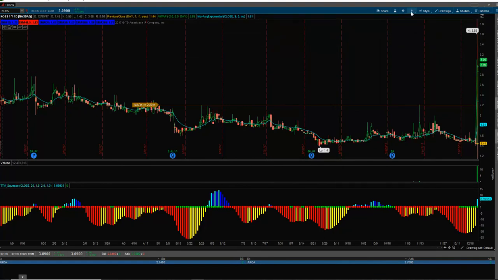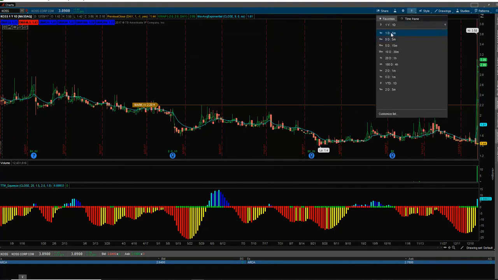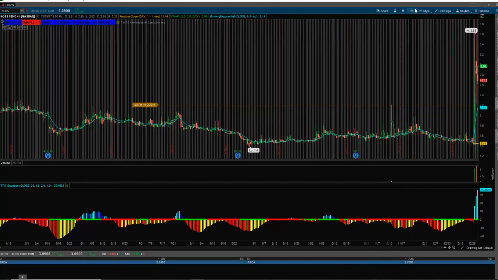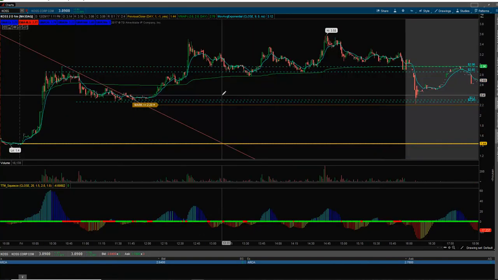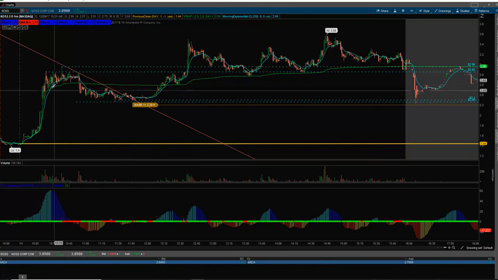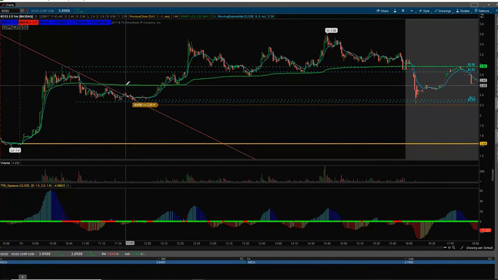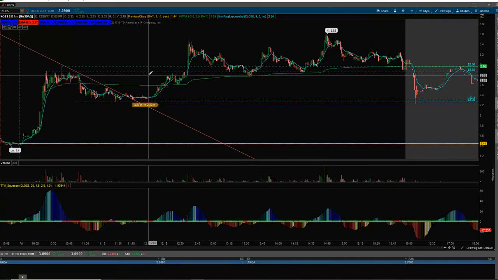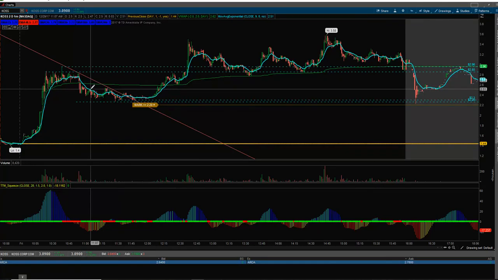So let me go back. Oops, 2 day 1 minute. So what I saw was, now this is VWAP, and this is the 13 EMA. Think of it this way: VWAP stands for the volume weighted average price. When a stock is above it, you're betting that the stock is going to be bullish, and when the stock is below it, you're betting that the stock is going to be bearish. Okay, that's theoretically what VWAP is.